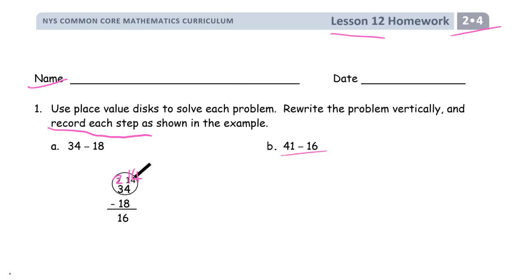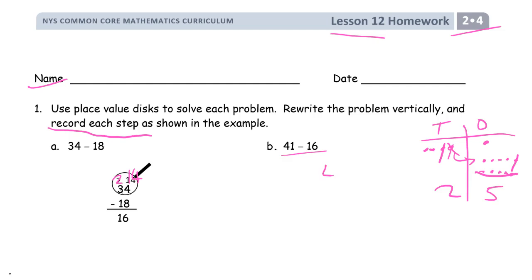41, we'll do 41 minus 16. So here it is. Tens and ones. 41 is 1, 2, 3, 4 tens and a 1. 16, we can't cross out 6 ones, so we have to unbundle a 10. 1, 2, 3, 4, 5, 6, 7, 8, 9, 10. Now we can cross out 6 ones. We have 5, and we need to cross out a 10, because we're subtracting 16. We have 25 left.